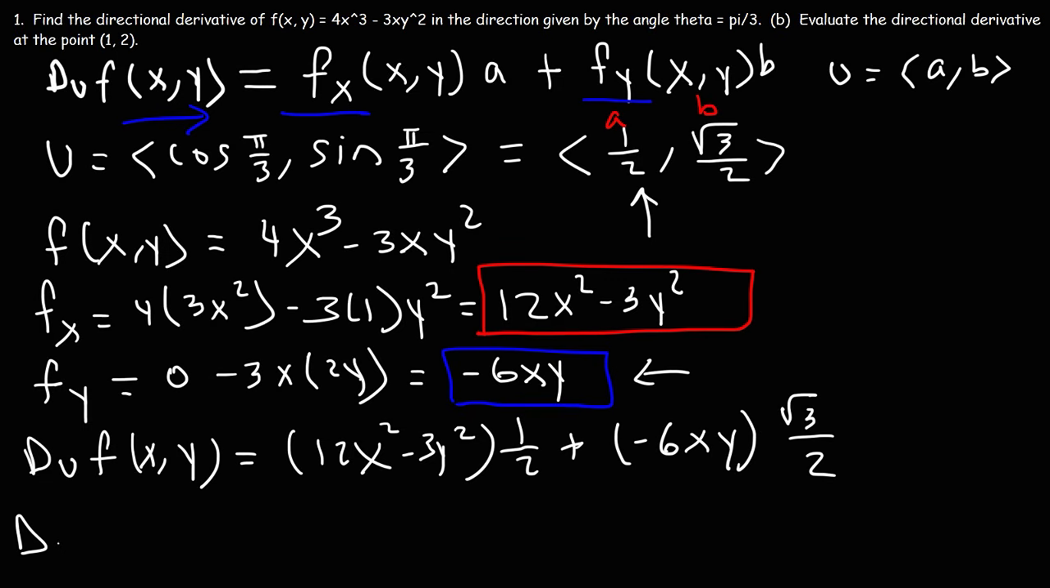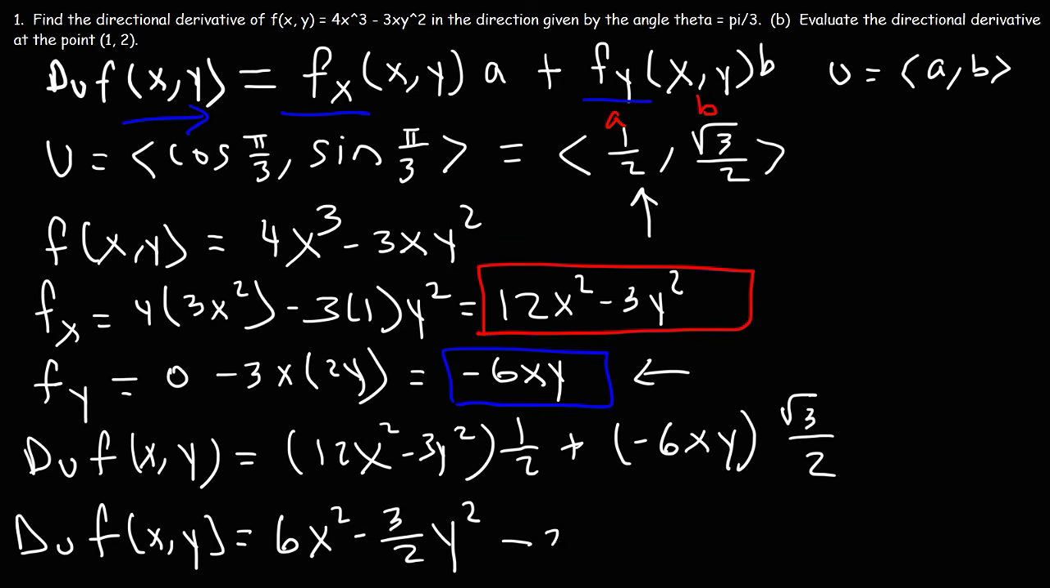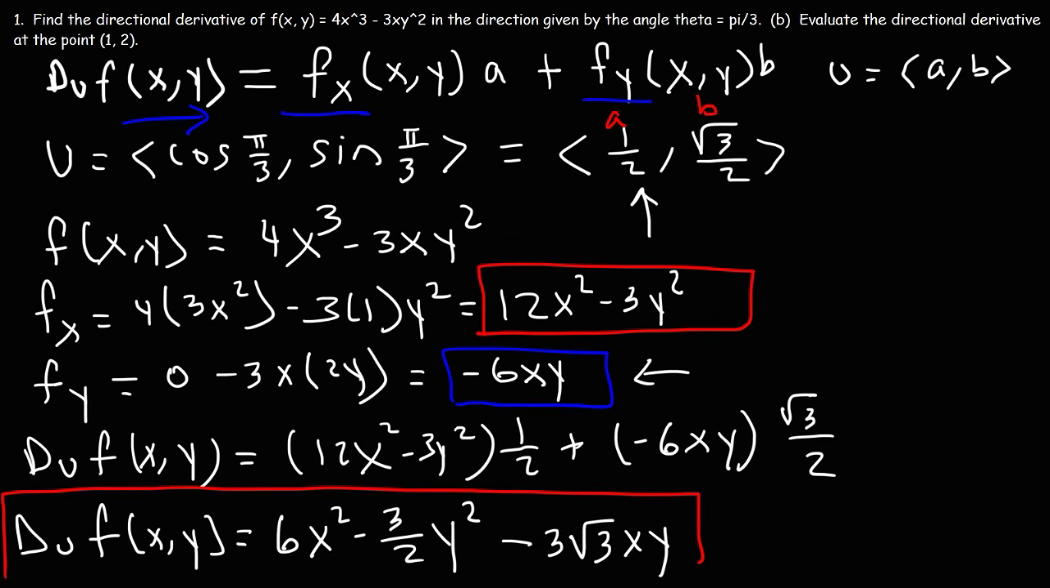Now we could simplify our answer. So if we distribute the 1/2, this is going to be 6x squared minus 3 over 2 y squared. And then 6 over 2 is 3, so this is going to be 3 root 3 xy. So this is the answer to part A. That is our directional derivative in terms of x and y.